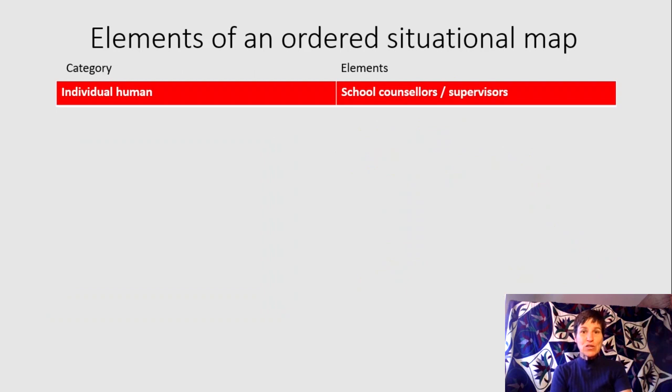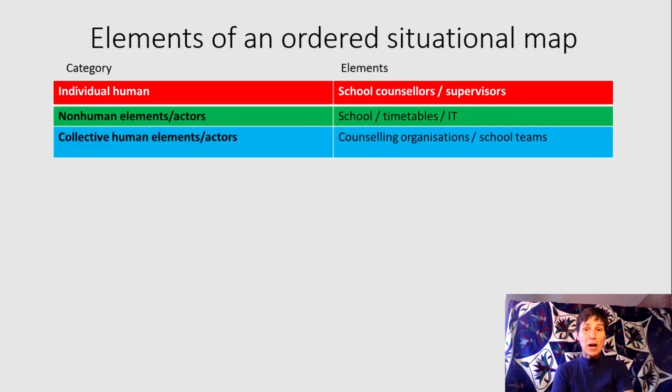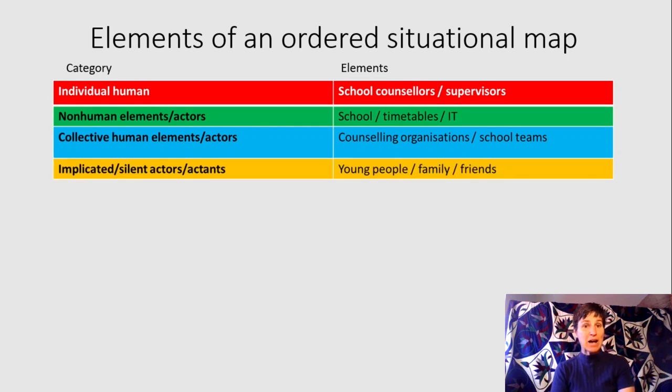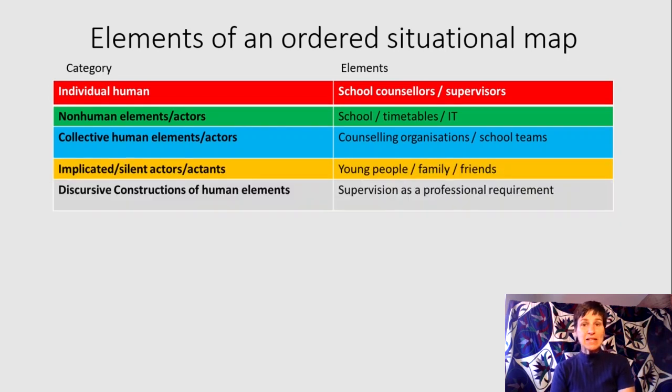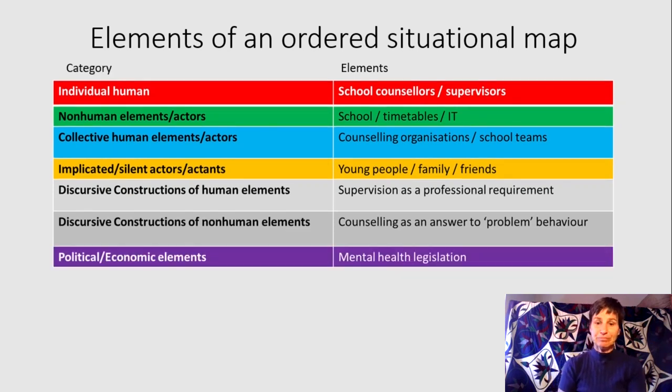The first one we're going to look at is the ordered situational map. Now, the categories for the elements are listed on the left, and examples of the elements are seen opposite on the right-hand side. These have been colour-coded so you can have an idea of what happens to them in the following messy map. There are far more elements than there is space to give here, but I've included these in the messy maps in the next slide.